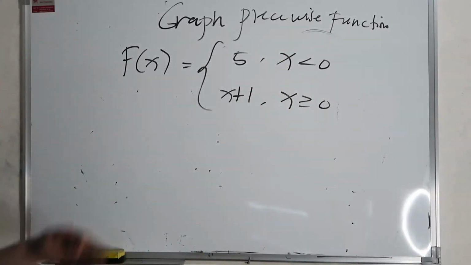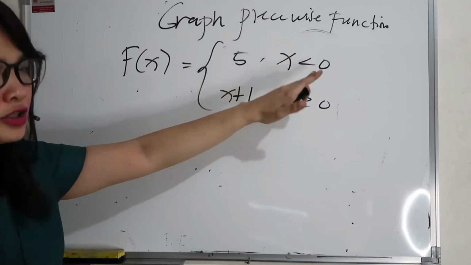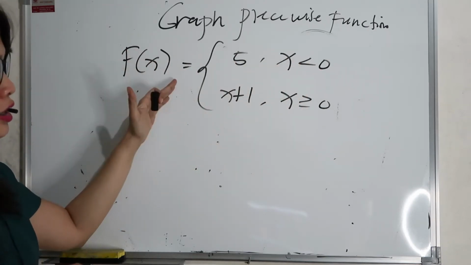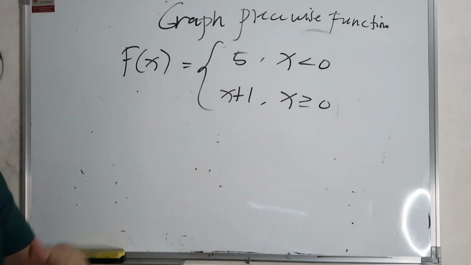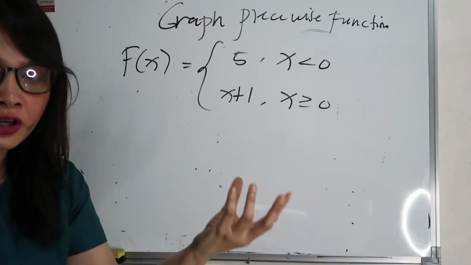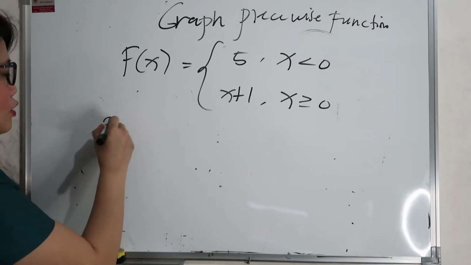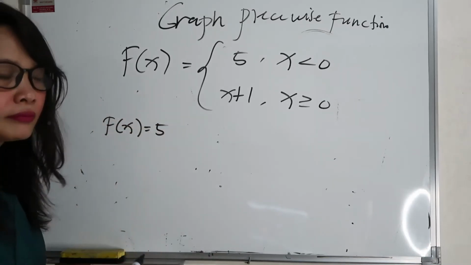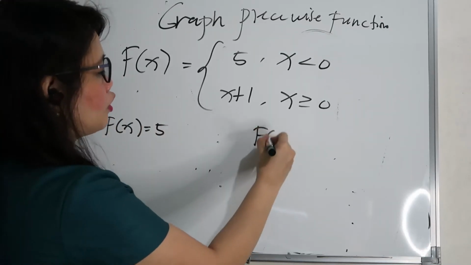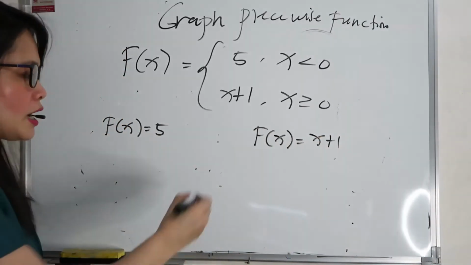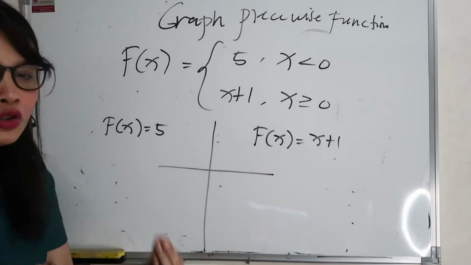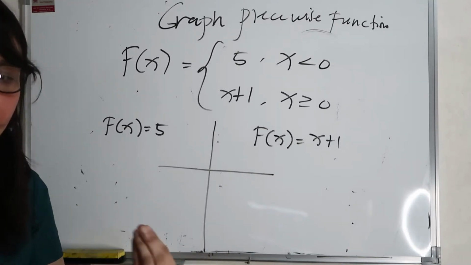Okay, so f of x is equal to 5, with the condition x is less than 0, and the other one is f of x is equal to x plus 1, with the condition x must be greater than or equal to 0. So same thing, we need to identify the two given functions. The first function is f of x equals 5, and the other one is f of x equals x plus 1. So how do we graph those functions? Of course, we need to make table values.